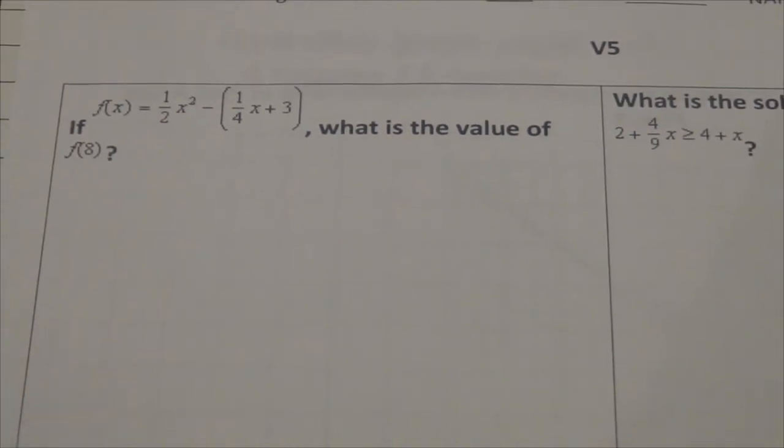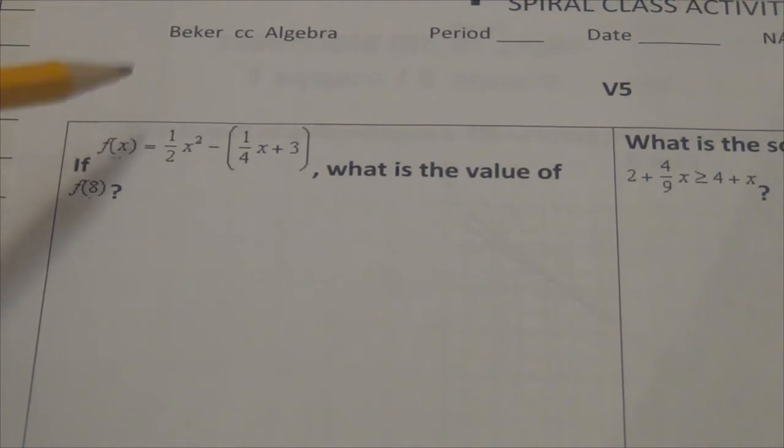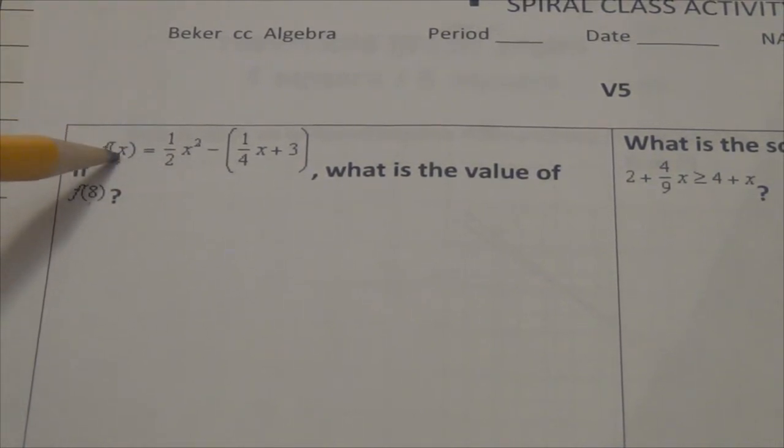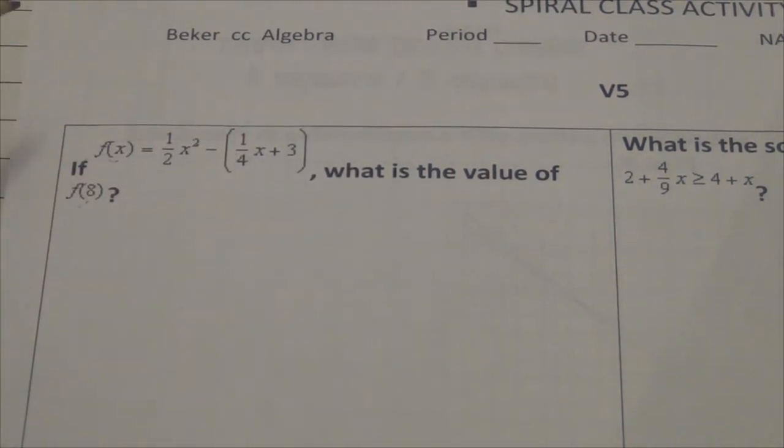Okay. What is the value of f of 8? So what you're going to do is just substitute 8. f of x means that f is a function of x. Got it? All right. Anyways, the thing is this. f of x, and they ask you for f of 8. So instead of x, now you're going to replace that with 8. And that's all you have to do.